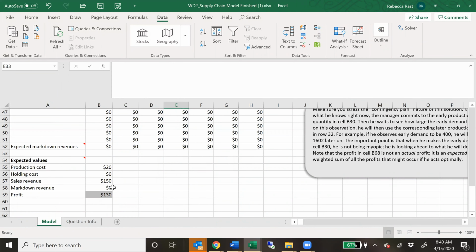So that's the supply chain model. It's a very encompassing model, and it can be very valuable working in supply chain, and hopefully that helps provide some information to you as you complete the model and submit it. Thank you.